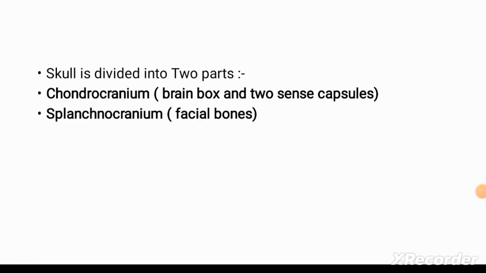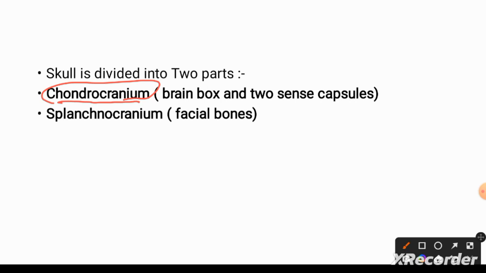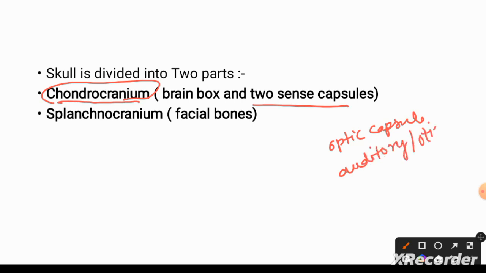So the skull is divided into two parts to understand well about its bony structure. The first one is chondrocranium. Chondrocranium is a brain box or cranium box, a hard structure that protects the cerebral part. Cerebrum is the main thinking part of the brain, and it also consists of two sensory capsules: the optic capsule and the auditory or otic capsule. The auditory or otic capsule is related to the ear and plays a major role in hearing, and the optic capsule is related to the eye and plays a major role in visual receptors.